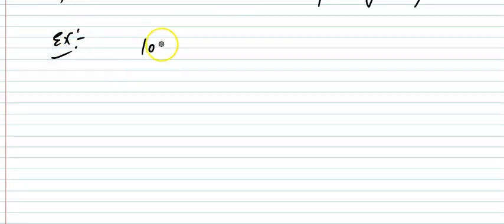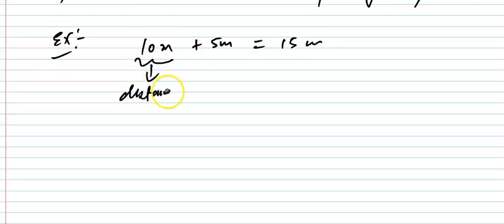If I take 10 meter plus 5 meter, we can easily say that it would be 15 meter. So here it is distance, 5 meter is also distance, and the resultant will be distance. Getting it?